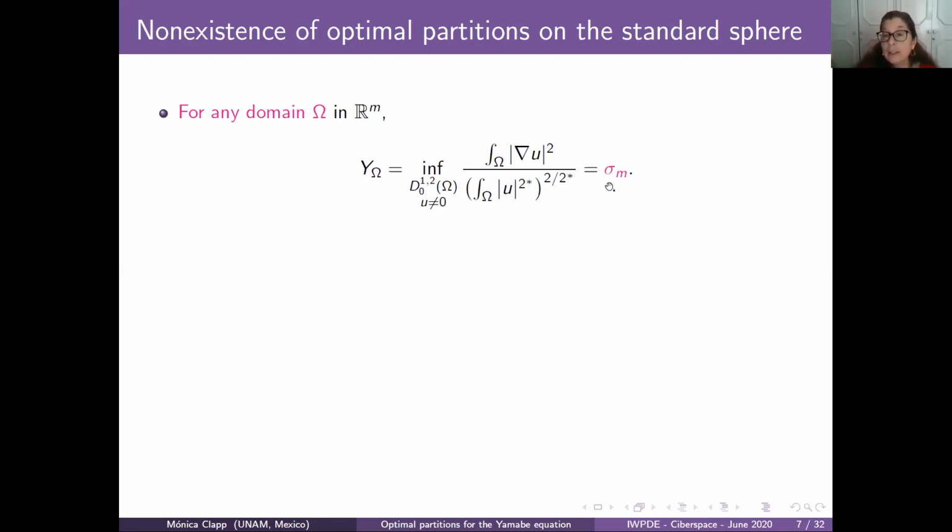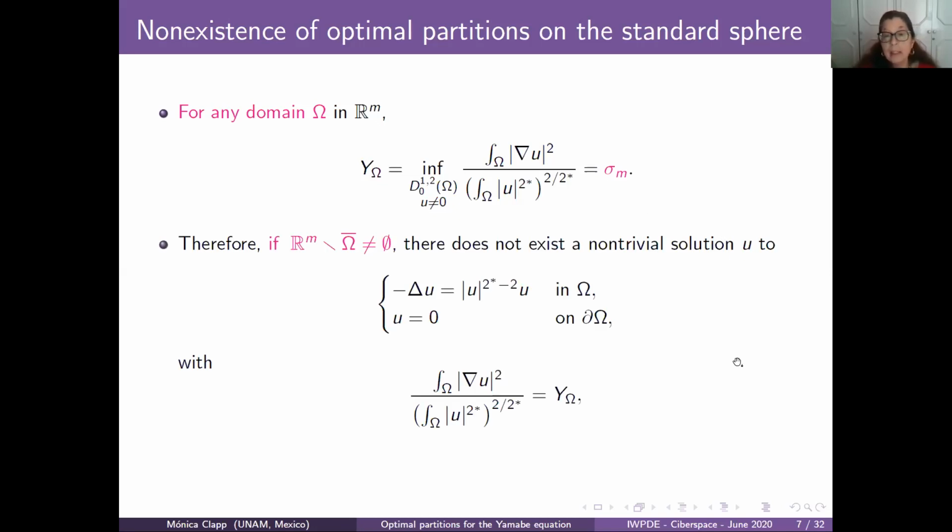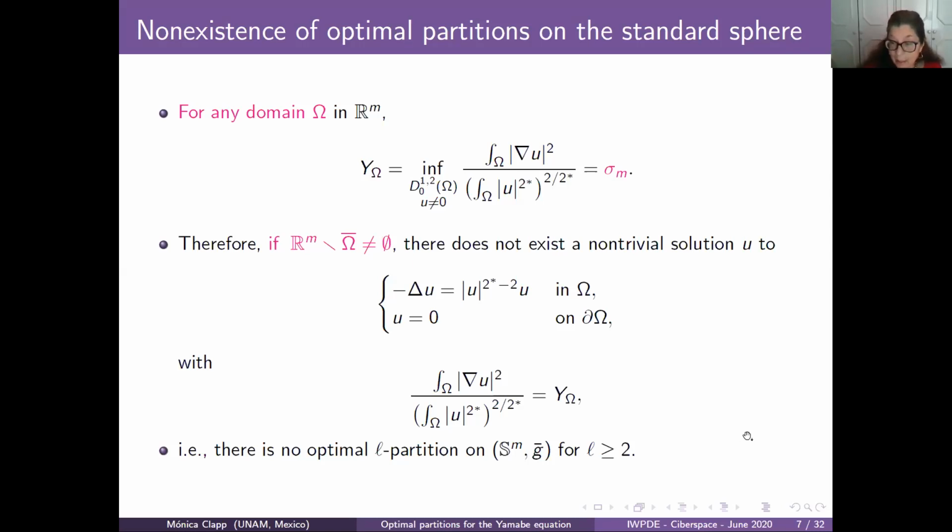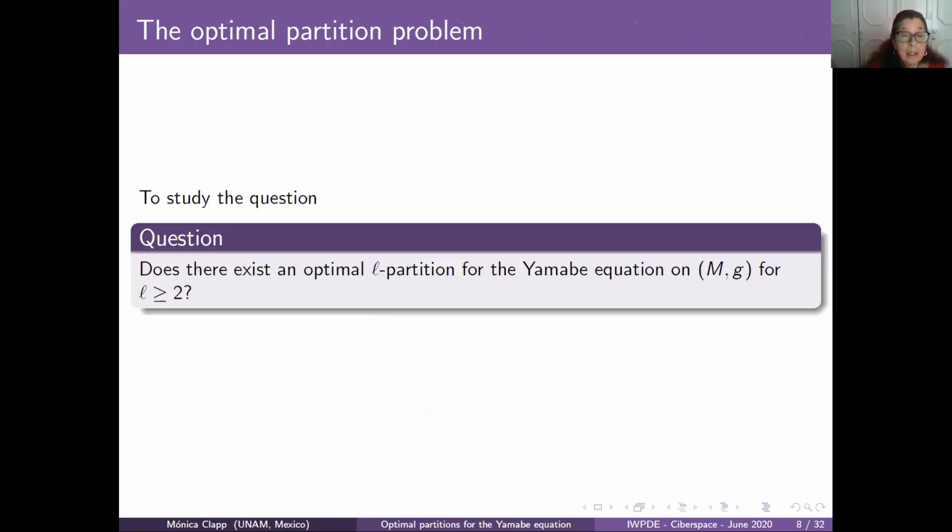So this means this quotient cannot be attained, because if it were attained, then the quotient on the whole space would be attained, and that would be a solution which is trivial outside the domain, and this is impossible due to the maximum principle. Okay, so this is telling us there is no optimal partition for the Yamabe equation on the standard sphere. Okay, so the question remains: what happens if we take an arbitrary manifold different from the standard sphere?